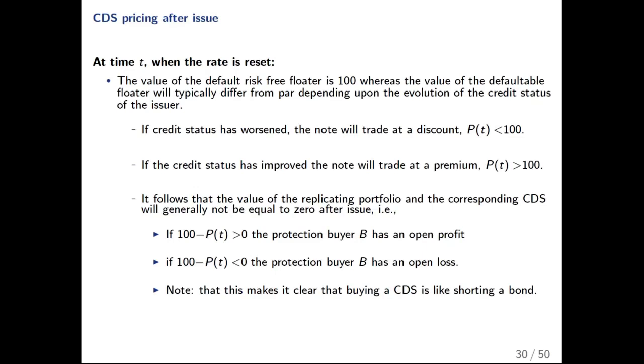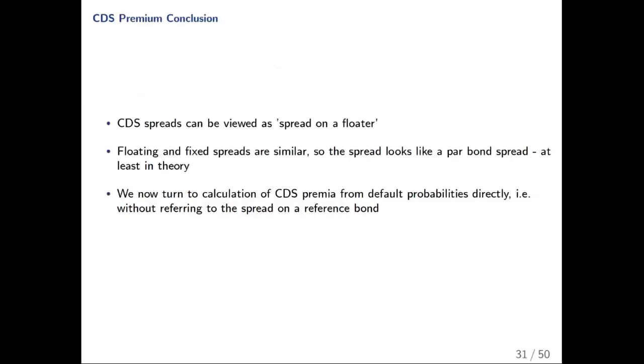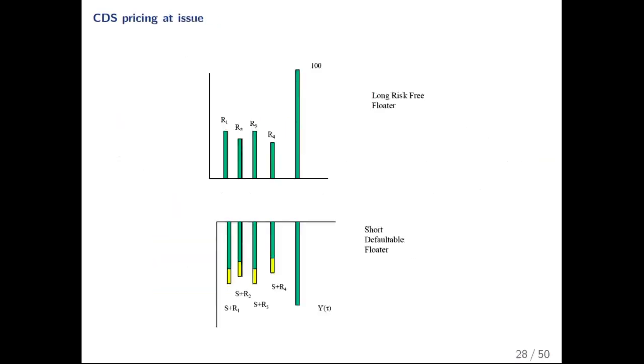Because they are, or they should be by no arbitrage, exactly the same thing. With a caveat, I'll come back and show you later that they're not exactly the same thing because we do not live in a world without frictions. So, it's basically clear that a CDS is equivalent to a spread on a floater. A floating rate bond being this, and this being the spread on that bond, okay?